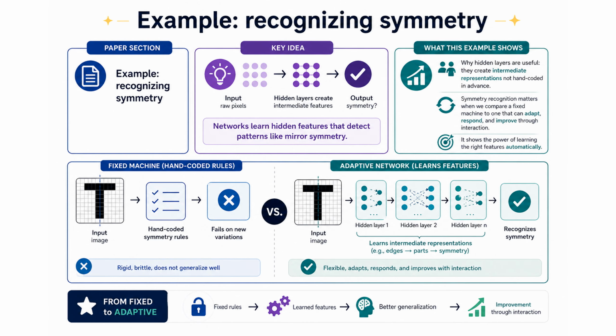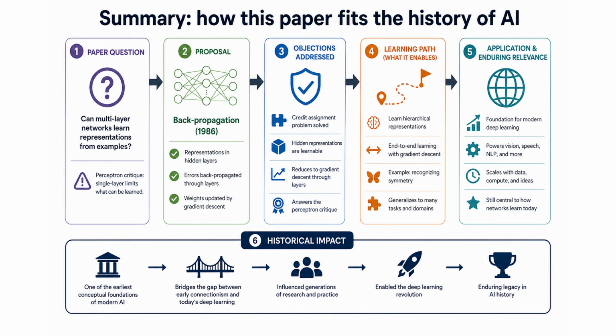It also sets up the next historical move, because the following lecture turns to gradient-based learning applied to document recognition in 1998. In the overall history of AI, Lecture 5 matters because learning representations by back-propagating errors from 1986 gives the field one of its early conceptual foundations.